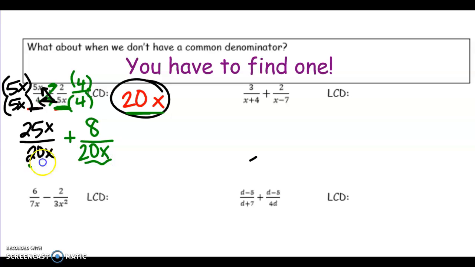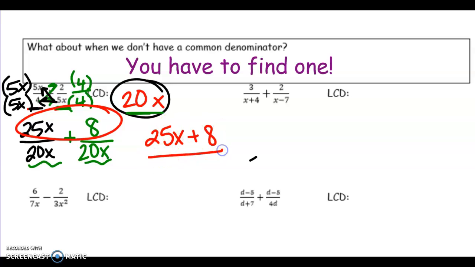Now I have a common denominator. So I just add my terms together. 25x plus 8. Since one of them has an x and the other one doesn't, I cannot combine those terms. Since not everything is divisible by 2, I can't take 2 or 4 or whatever out of anything. So that's going to be my final answer.